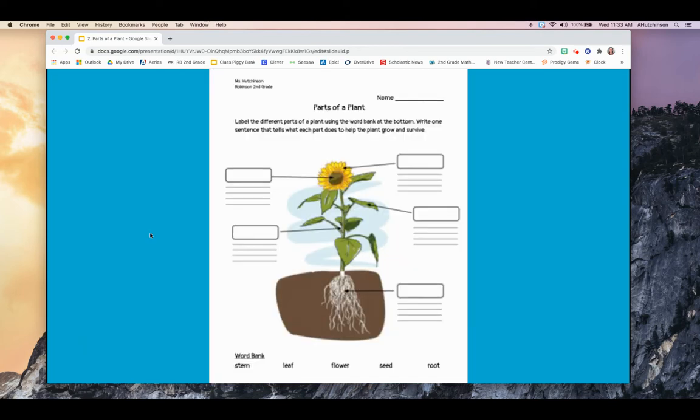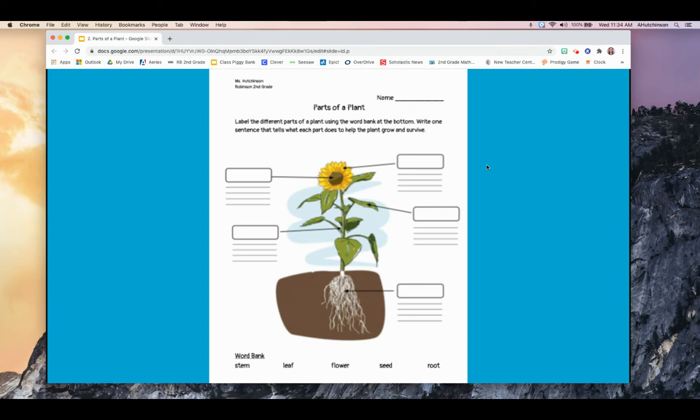So my second grade scientists, it's time for you to label the parts of a plant. On your worksheet, use the words at the bottom in the word bank to fill in each part of the plant in the box. Then I want you to write one sentence that tells something that part of the plant does. Now you can go back in the video to review what each part does.